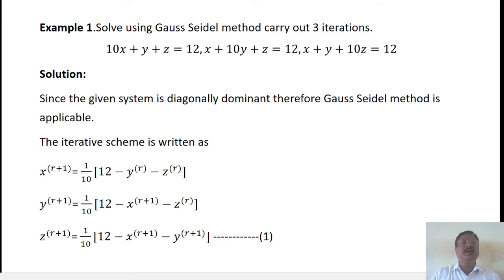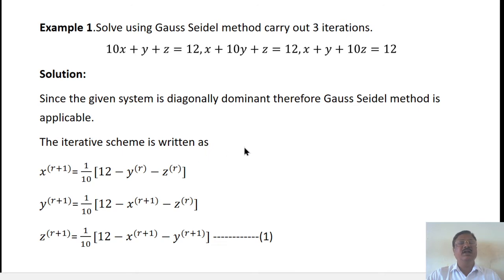If you observe the equation, here the coefficient of x is greater than the sum of coefficients of y and z. So here the coefficient of y is greater than the sum of the coefficients of x and z, and the coefficient of z is greater than the sum of the coefficients of x and y. So therefore the system is diagonally dominant.